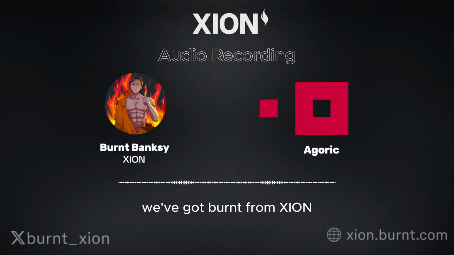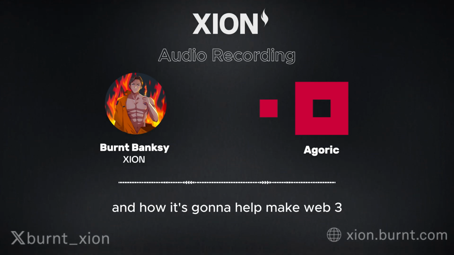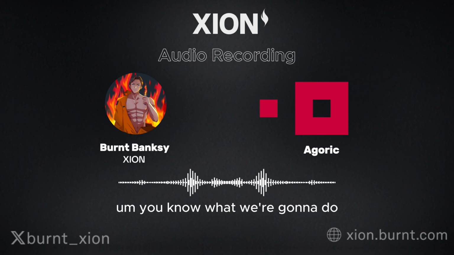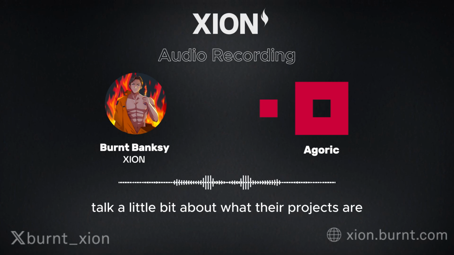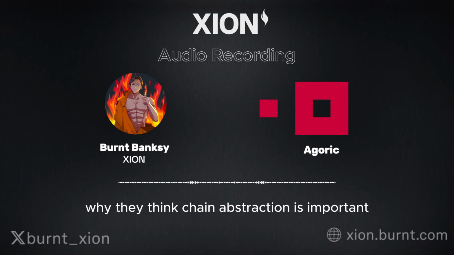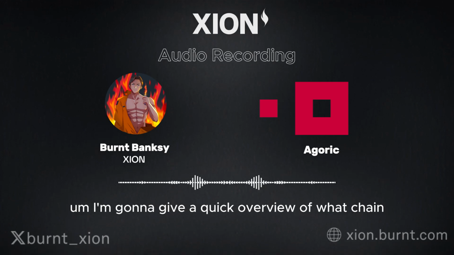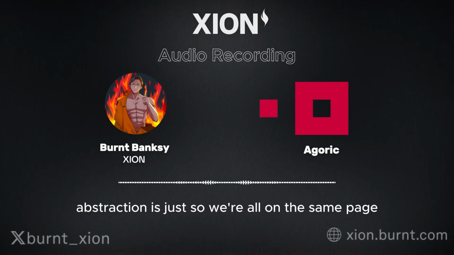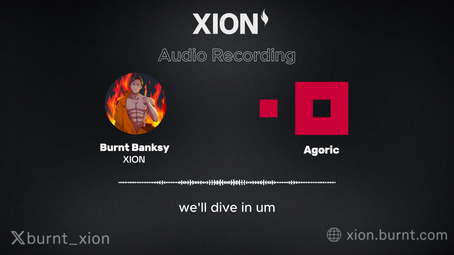We've got Bernd from XION and Roland here on the Agoric side, and we're going to talk about chain abstraction and how it's going to help make Web3 consumer ready. What we're going to do, we're going to have our speakers introduce themselves, talk a little bit about what their projects are, why they think chain abstraction is important, and then we're going to dive into our big talking points. I'm going to give a quick overview of what chain abstraction is, just so we're all on the same page. And then after that, we'll kick it off and we'll dive in.